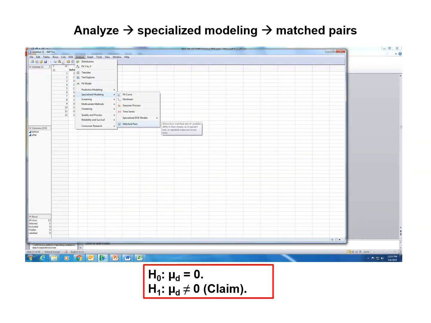Anyhow, this is H naught: mu D equals 0. That means the mean of differences is 0. It means that there is no significant difference, and H1: mu of D doesn't equal 0. Okay, as said, differ in original claim.